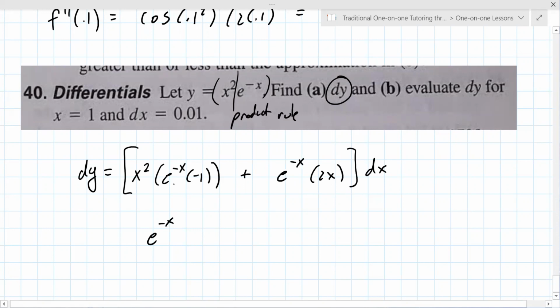Now the 2x I'm going to put first, and then this negative goes with x squared, so I'm going to write minus x squared. Is there no chain rule for the x squared? There is not.